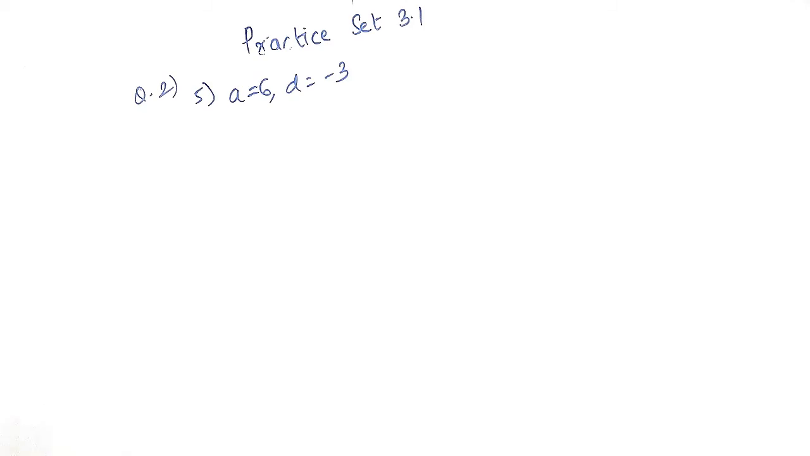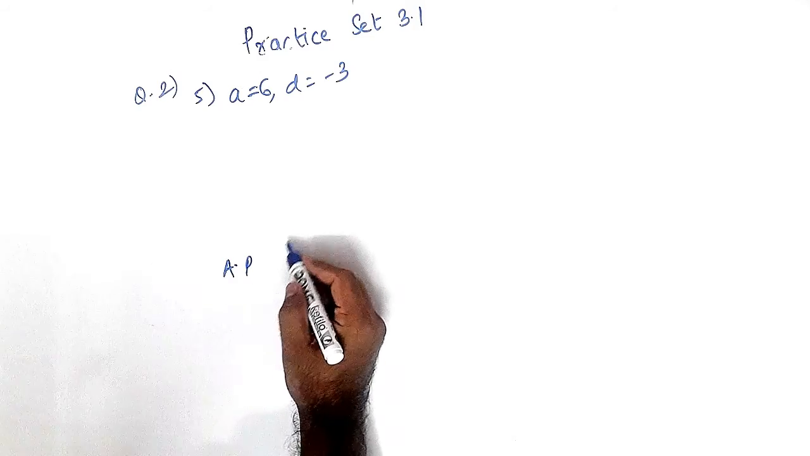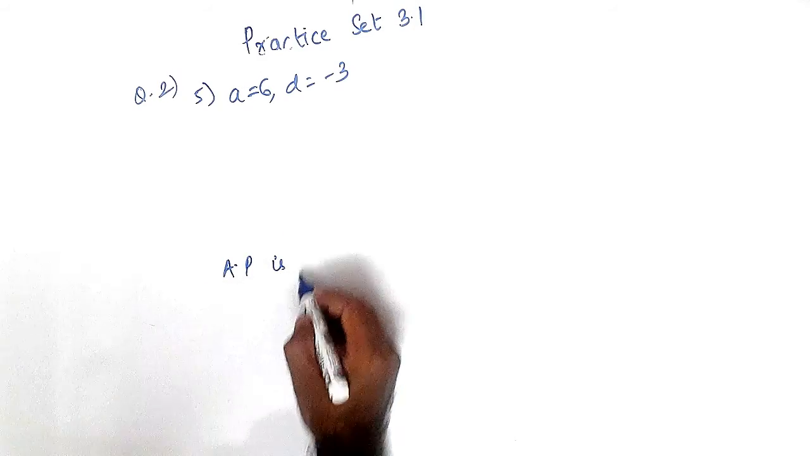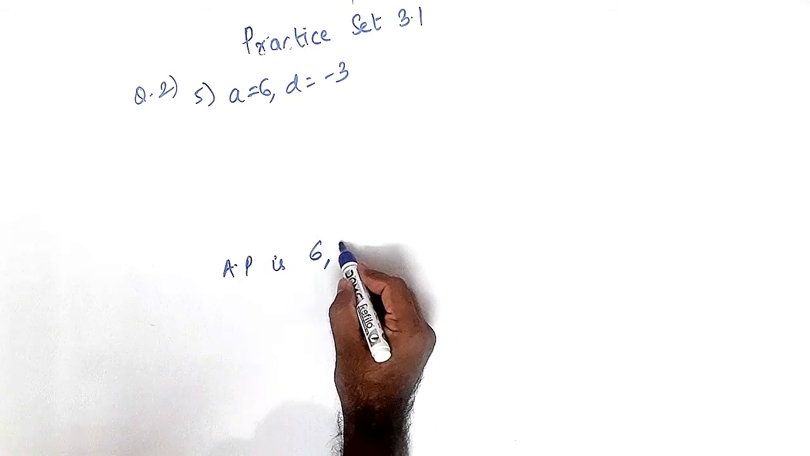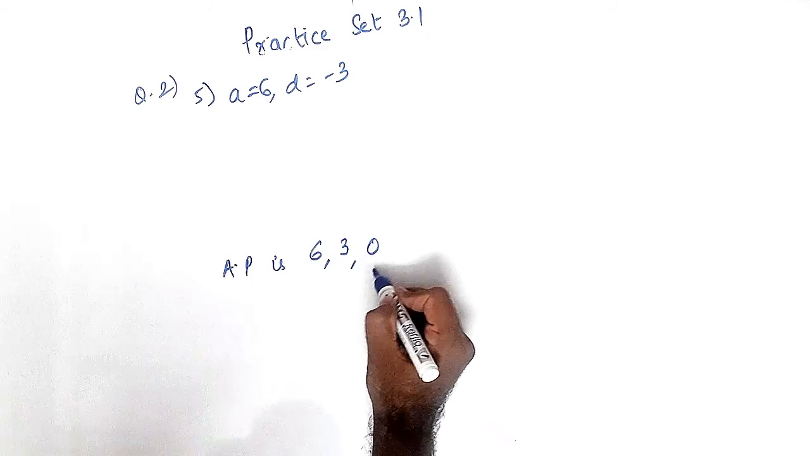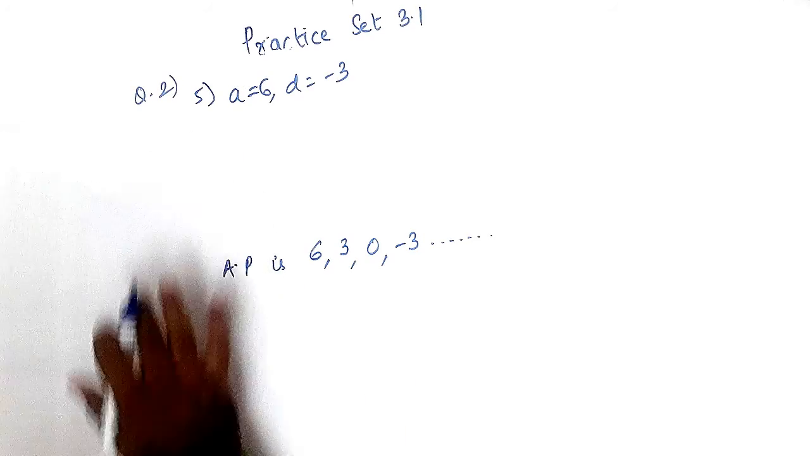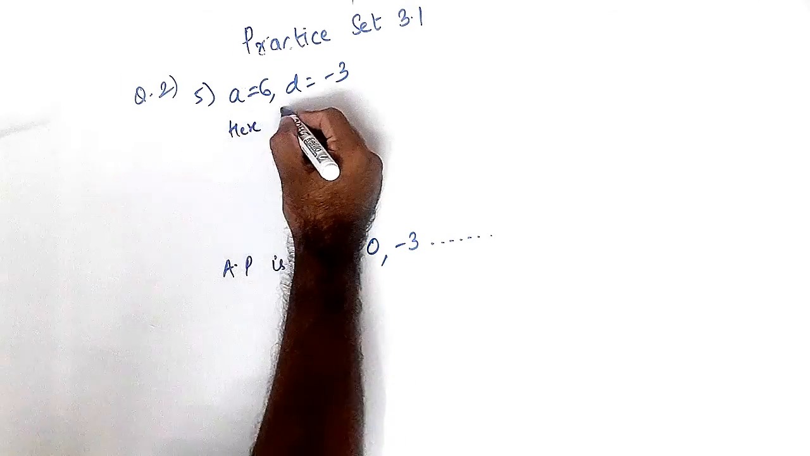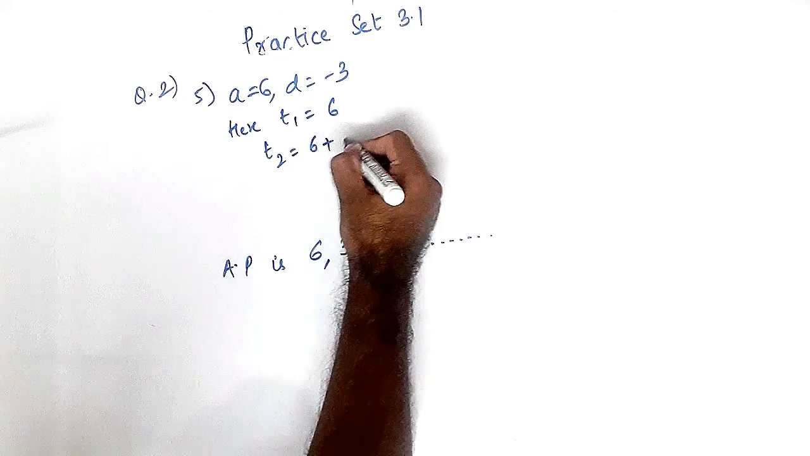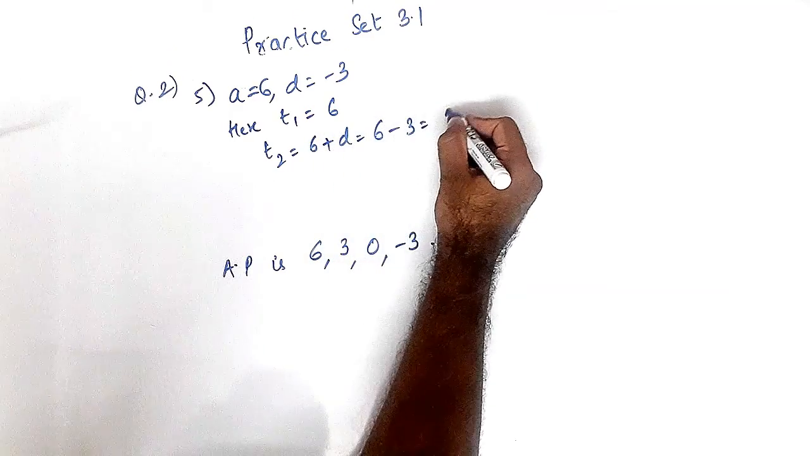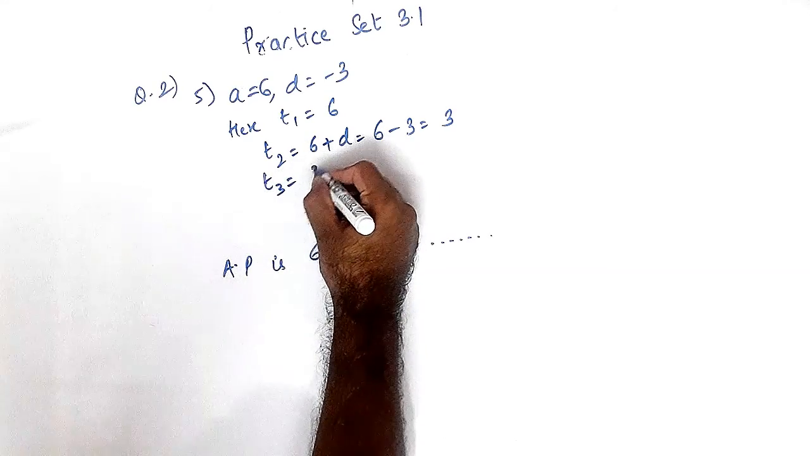Coming to sum number 6, where A given is 6 and D is minus 3. Come on, let us do this orally. Arithmetic progression is, first term is 6, we have to go on reducing 3. So the second will be 3, third will be 0, fourth will be minus 3, and so on. Okay, very easy. You have to write the steps. Here T1 is equal to 6, T2 is equal to 6 plus D. So it is 6 minus 3, that comes to 3. T3 is equal to 3.